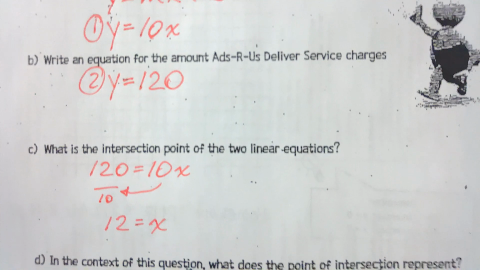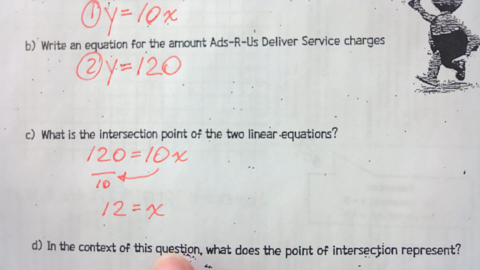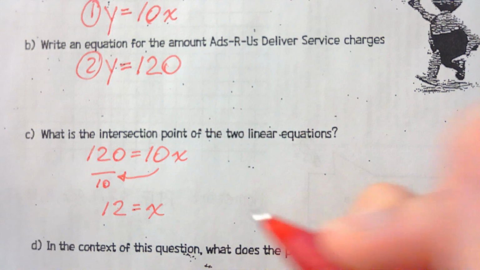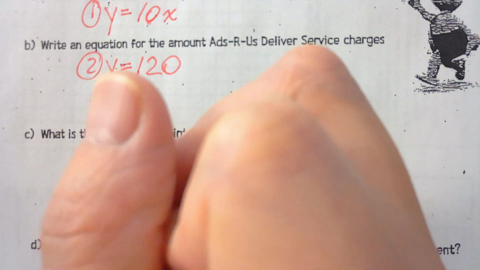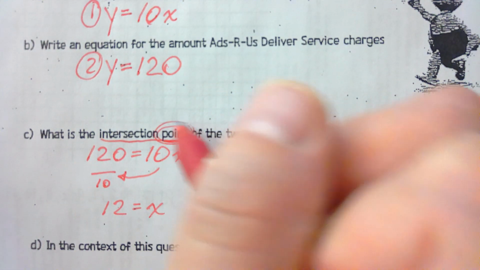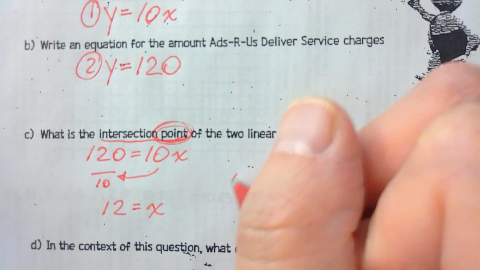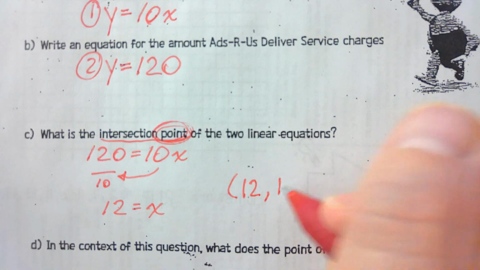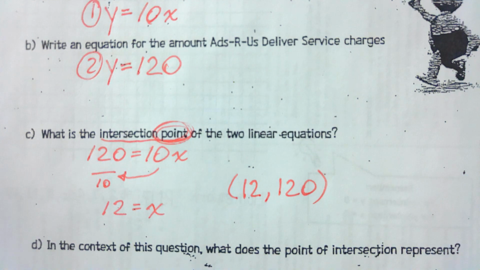Will I get full marks if I just write this? No. What should my answer be? Brackets 12, 120. Right. Okay, it's asking you for a point. So my answer is 12 and 120 as a coordinate.